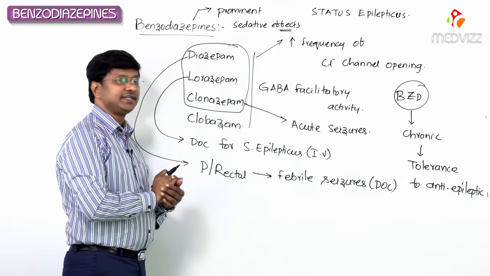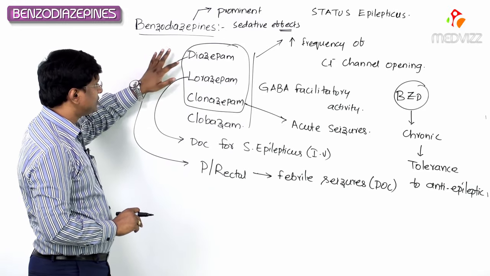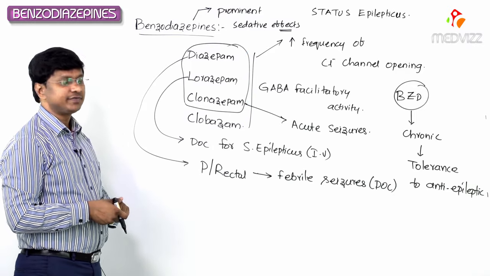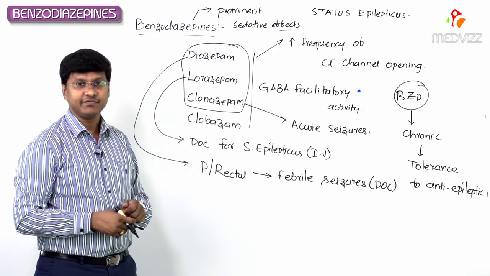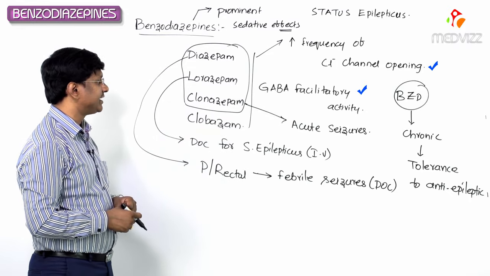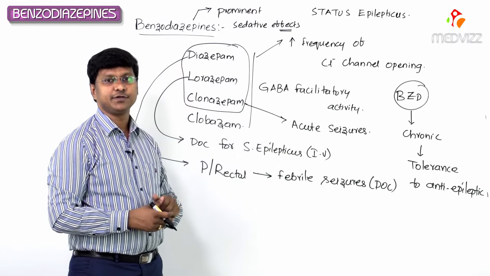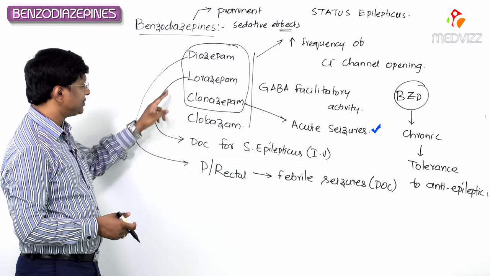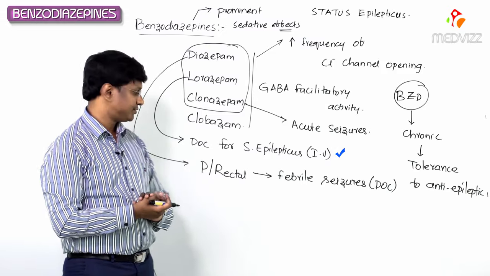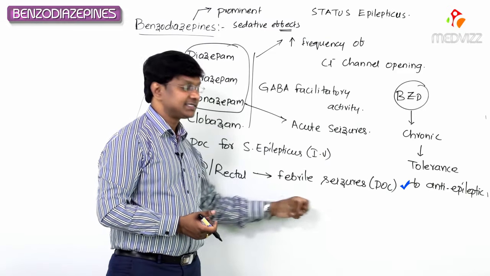So these are a few points about your benzodiazepines. Remember, the examples include diazepam, lorazepam, clonazepam, and clobazam. The mechanism of action of these drugs is GABA facilitatory activity, and they also increase the frequency of chloride channel opening. And these three drugs, diazepam, lorazepam, and clonazepam, are useful in the treatment of acute seizures. Out of which, lorazepam is considered the drug of choice for status epilepticus via intravenous route.